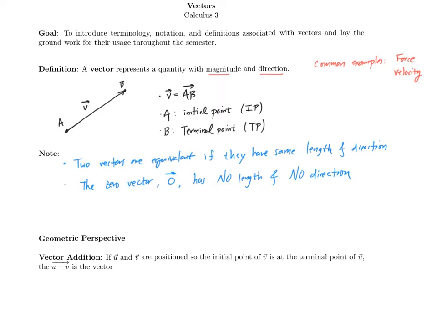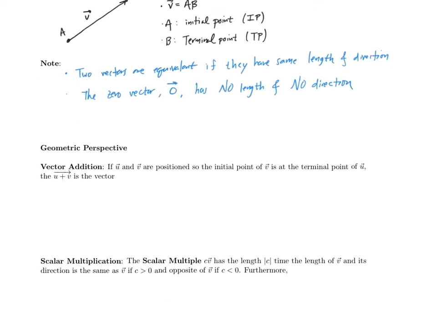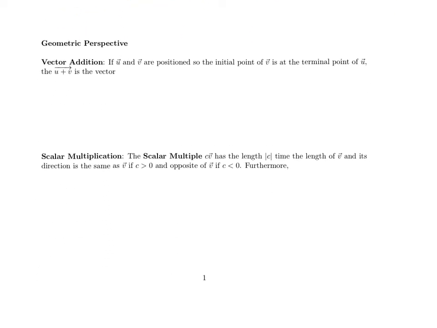So to become more proficient with vectors, we want to talk about some of the basic operations that we can perform, namely vector addition and scalar multiplication. We will view these operations from multiple perspectives, but to get started, we're going to focus in on the geometric perspective. From the geometric perspective, vector addition, so adding together two vectors, works like this: u and v are positioned so that the initial point of v is at the terminal point of u.